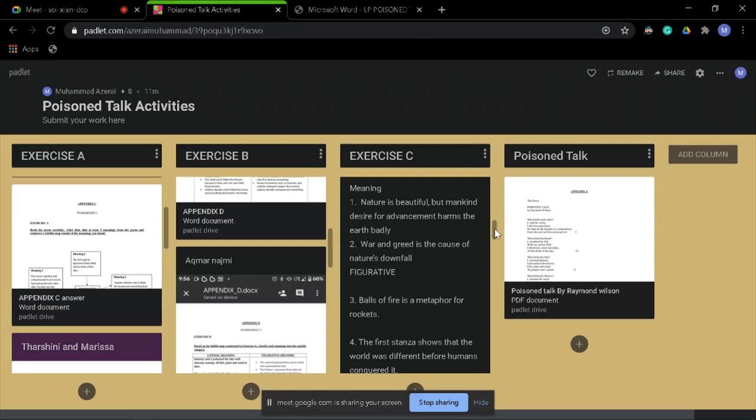Second, war and greed is the cause of nature's downfall. Third, balls of fire is a metaphor for rockets and weapons. Fourth, the first stanza shows that the world was very different before humans conquered it and used it as their own.